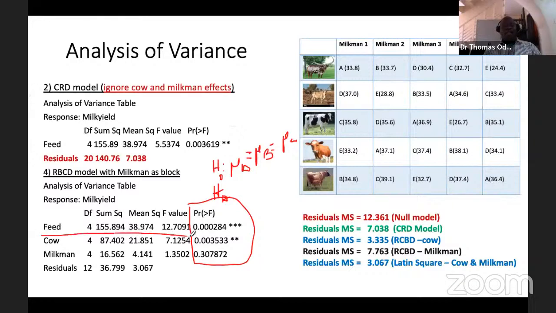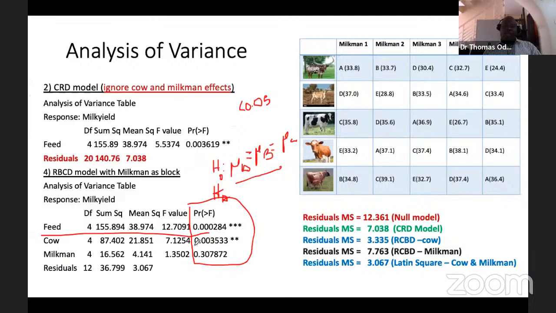So here, in this case, our p-value is less than, say, 0.005. So if we set our significance level alpha to be 0.05, you can see from here that our p-value is less than 0.05. So that means we are going to reject the null hypothesis and declare that at least a pair of these treatments here are significantly different from each other.